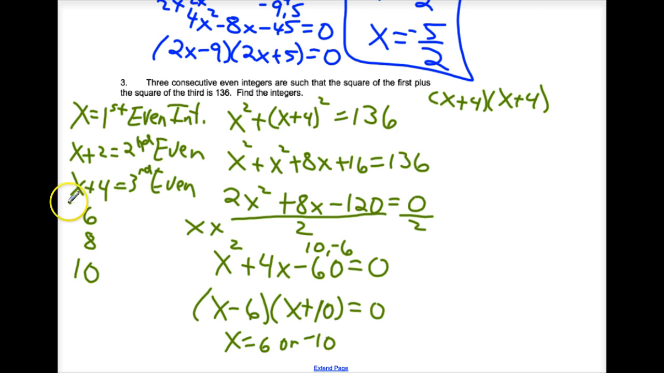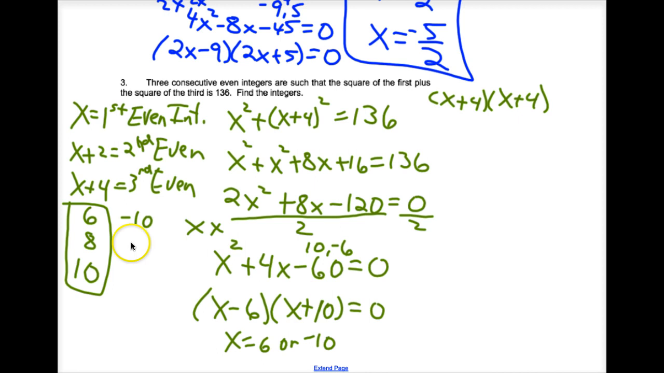So, 6, 8, and 10 are one set of three consecutive even integers where the first one squared and the last one squared add up to 136. But what happens if you try negative 10? Somebody take negative 10 and add 2 to it.